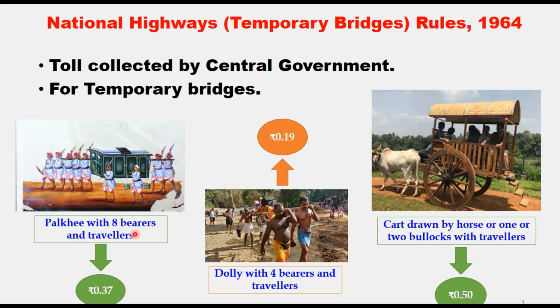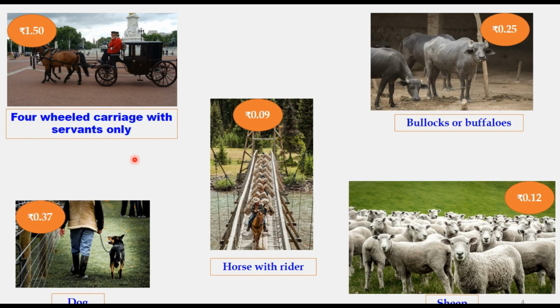A palki with 8 bearers and travelers was charged 37 paisa, and similarly a doli with 4 bearers and travelers was charged 19 paisa, and a cart drawn by horses, either one horse or two horses or one bullock or two bullocks, was charged 50 paisa. A four-wheeled carriage with servants was 1 rupee 50 paisa, and a horse with rider 9 paisa.